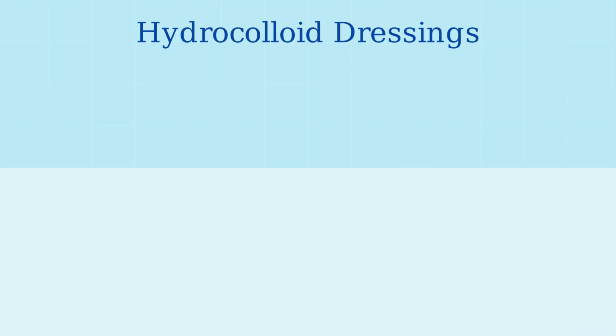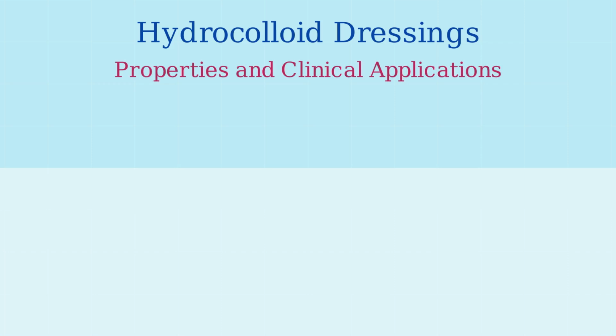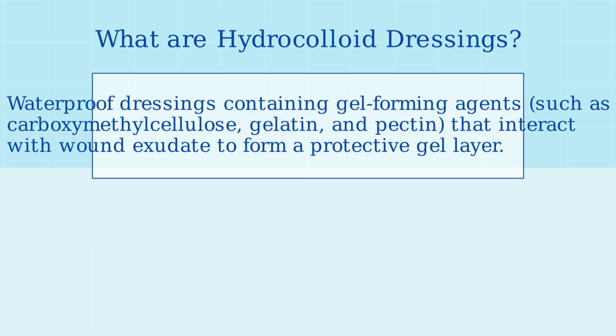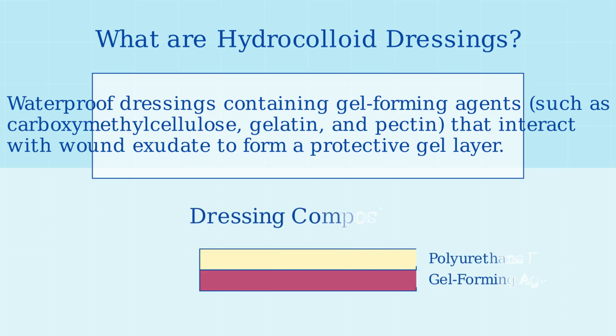Hydrocolloid dressings are an important tool in modern wound management. Hydrocolloid dressings contain gel-forming agents such as carboxymethylcellulose, gelatin, and pectin. They typically consist of 2 main layers: an outer polyurethane film that's waterproof and an inner layer containing the gel-forming agents.